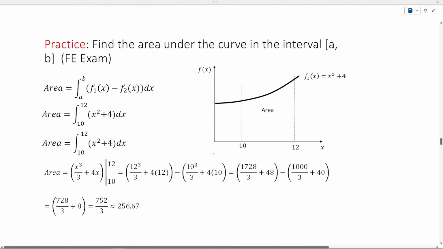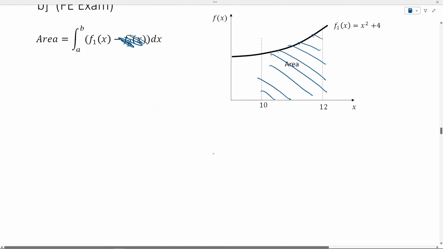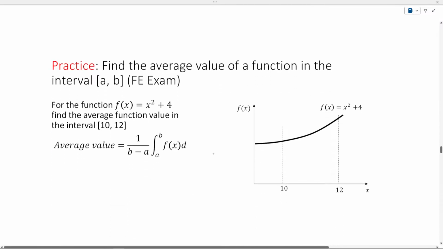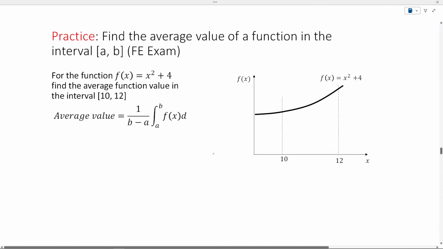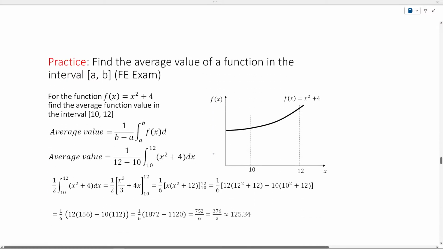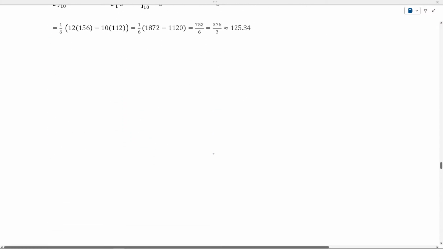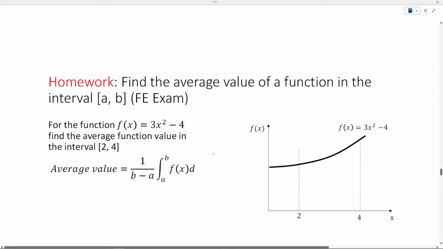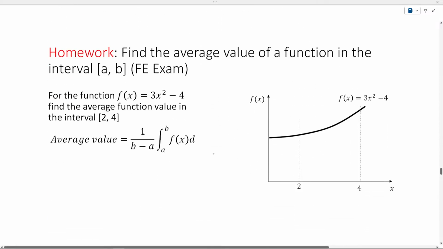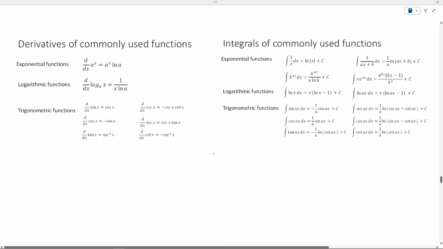Now, try to solve it on your own, and this is a solution. I will solve it in the practice problem. Here is another one, find the average value of a function. This is the formula you need. Try to solve it on your own, then look at the solution. And then this is the homework problem similar to this guy. So this is just to practice for the FE. Okay. Now let's move to something else.